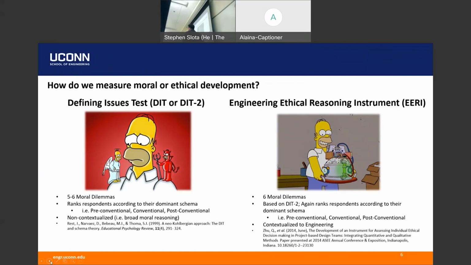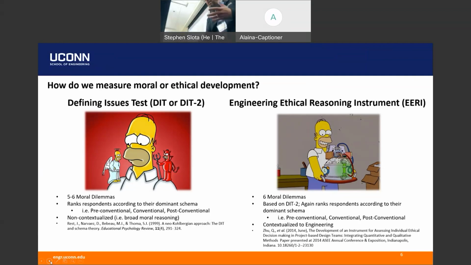What we found was that it's a pretty good measure of general moral or ethical reasoning, but in an engineering-specific or professional context, it's maybe not as good. So about a decade ago, 6 or 7 years ago, a team of engineering faculty at Purdue largely developed a very similar instrument called the Engineering Ethics Reasoning Instrument, or EERI. Same kind of idea. It's based on the DIT, but it's highly contextualized in an engineering context, so engineering ethical dilemmas.